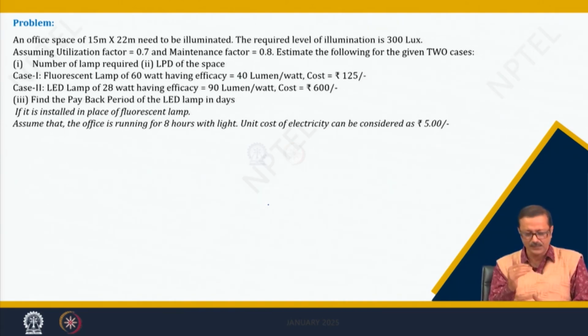We also need to find the LPD, the lighting power density of the space, and the payback period. The fluorescent lamp available with us is 60 watt, having an efficiency of 40 lumen per watt, which is called the efficacy, and the cost of each lamp is, suppose, 125 rupees. The LED lamp is 28 watt, a little less, but the efficiency is 90 lumen per watt. So, definitely it is much more efficient, producing much more lumen per watt, and the cost is also very high compared to the fluorescent, maybe 600 rupees.